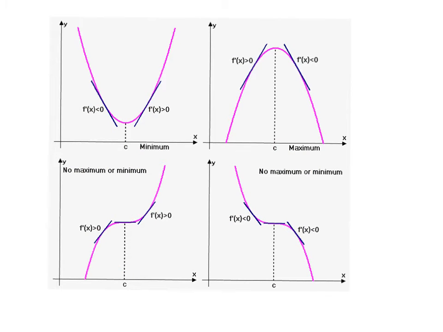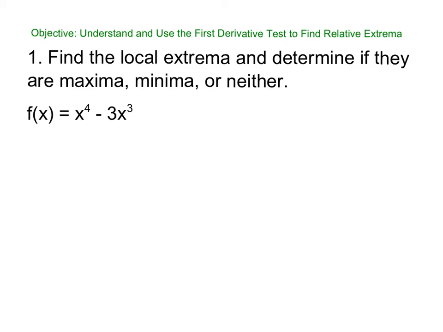So here's some pictures, and a lot of times I'll draw this picture for myself when I'm looking at the signs. So this graph is going from a negative slope to a positive slope, so it's a minimum, a positive to a negative, a maximum, and then it goes from positive to 0 to positive again. That's a neither. And then a negative to a 0 to a negative is also a neither.